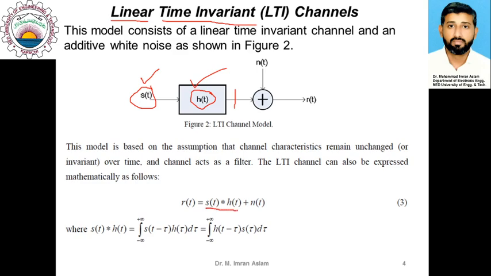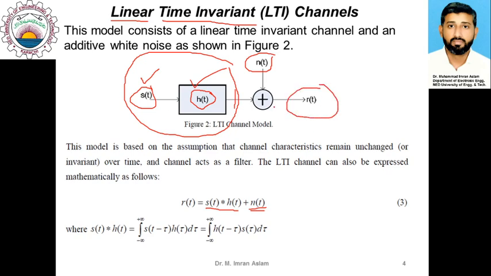So the first part of the channel, which is encircled here, is represented by the convolution of the signal s(t) and the impulse response of the channel. And the second impact in the channel is the addition of noise. So we have certain noise which is added to the system, and the overall impact is the received signal.